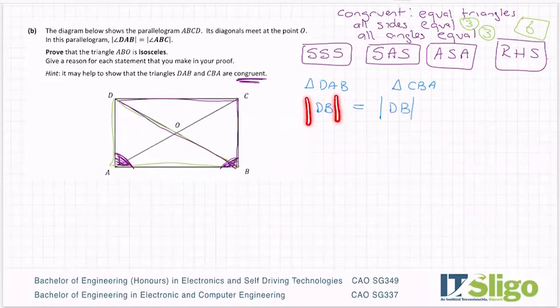So these two lines I'm drawing here, that's maths language for the length of. So that means the length of DB. So I'm saying the length of DB in this triangle equals the length of DB in that triangle. And of course it does. Why? Because that's a common side. Okay, so now I've proven that a side is equal in each triangle.